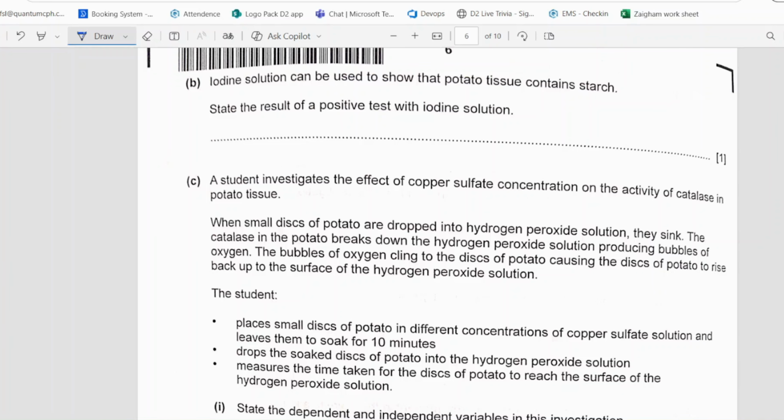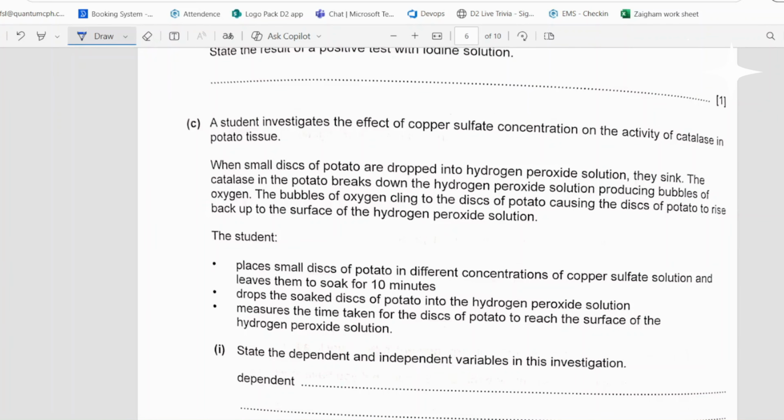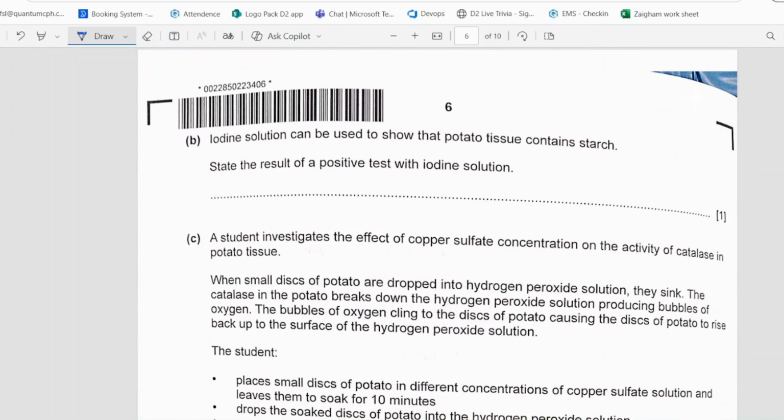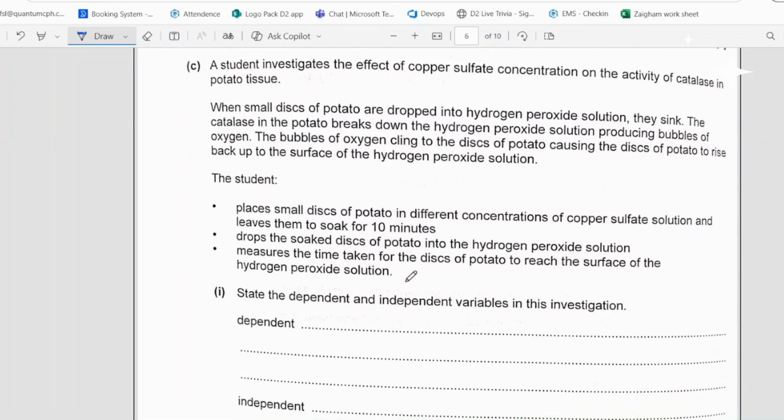Okay, next one is a student investigating the effect of, now this is another experiment, a student investigated the effect of copper sulfate concentration on the activity of catalase in potato tissue.